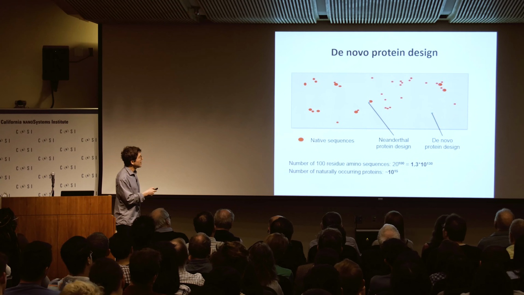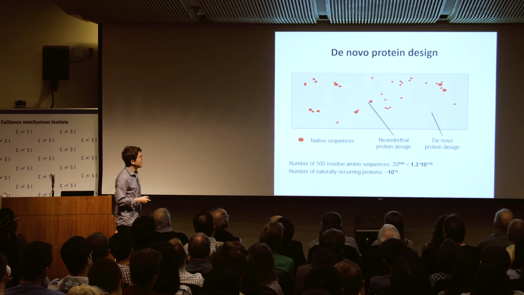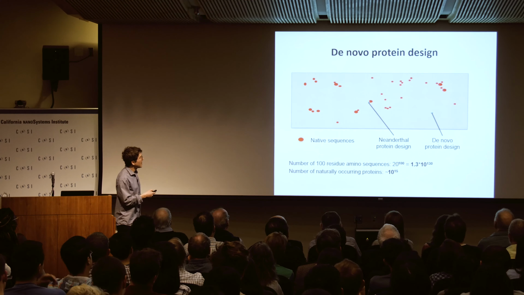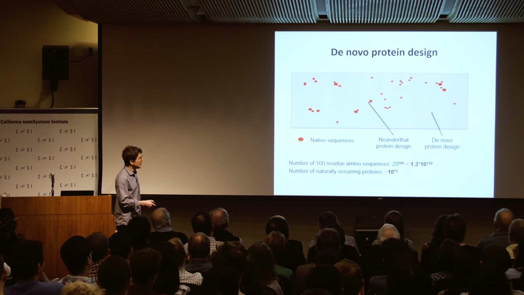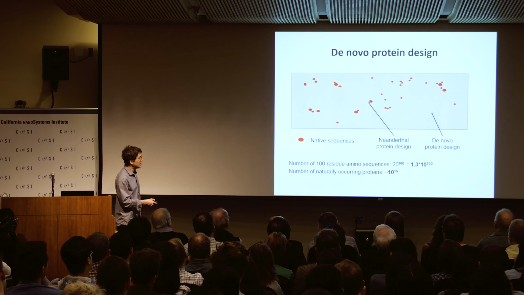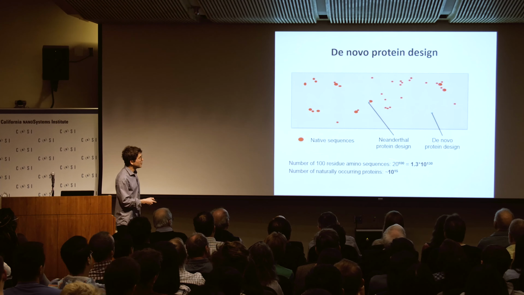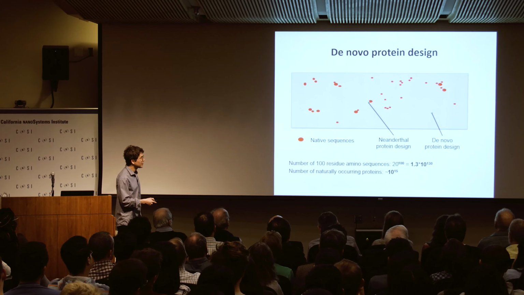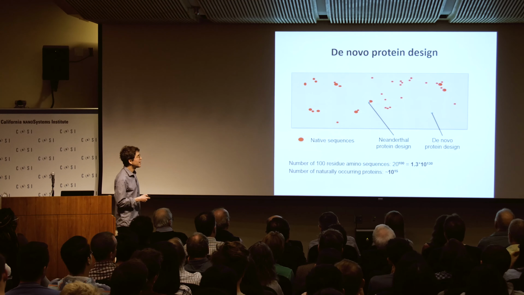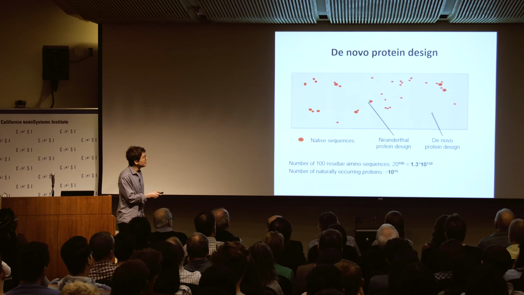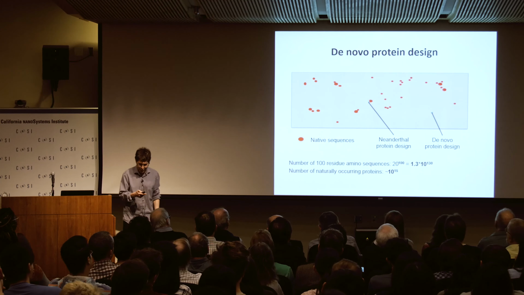So in this depiction, this is all of sequence space, and these red ovals depict naturally occurring protein families. And these red ovals are very much smaller than the overall gray space, as can be seen simply from the fact that since there are 20 amino acids, and a typical protein might have 100 amino acids or more, the number of total possible sequences, 20 to the 100th power or greater, is really an astronomical number. And nature's only sampled a tiny, tiny fraction of this space. And so there's a lot of room to explore here.